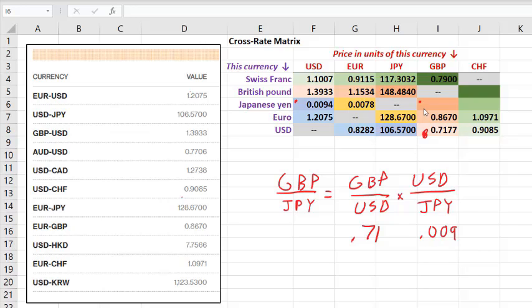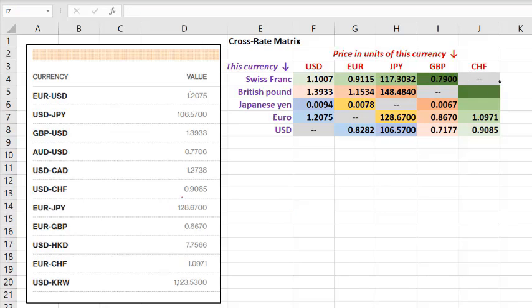And this is going to wind up being a very small number, and of course this is going to be true for everything for the yen priced in all the other currencies, because the yen has a really small unit value. So when we price 1 unit of the yen in other currencies, it's going to be a very, very small amount of those currencies. So the pound price of the dollar times the dollar price of the yen.